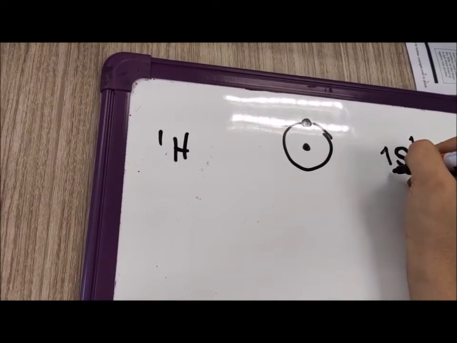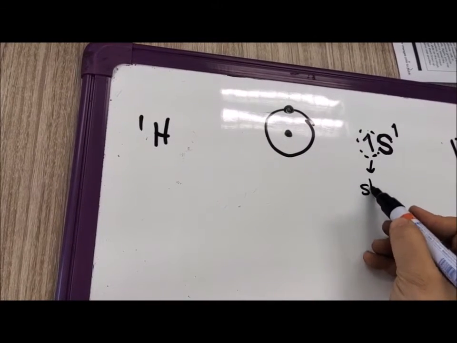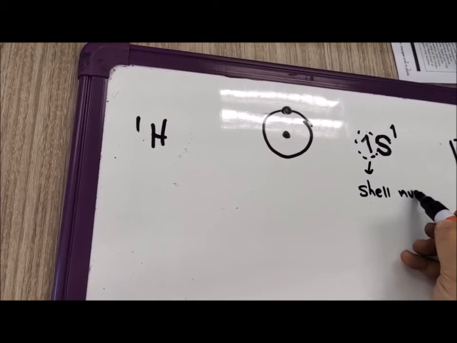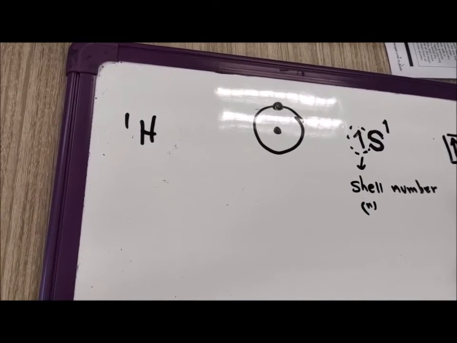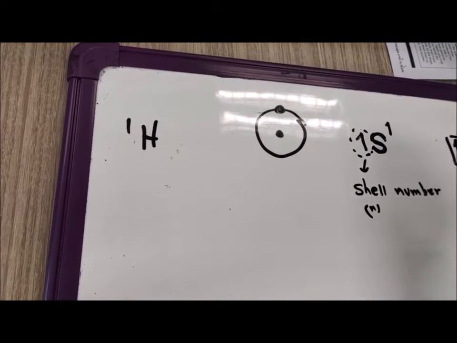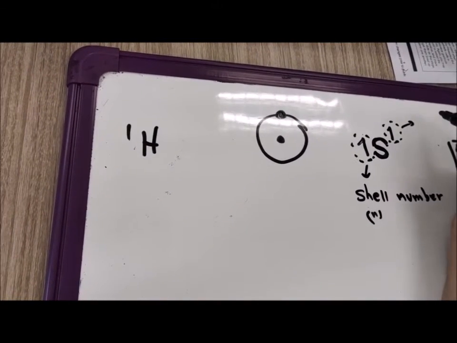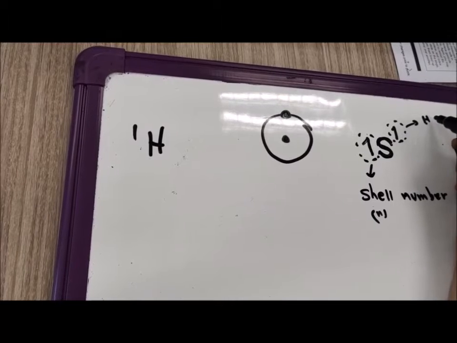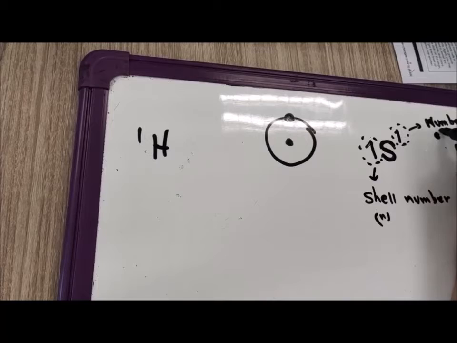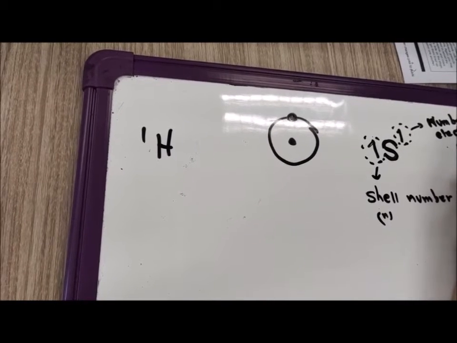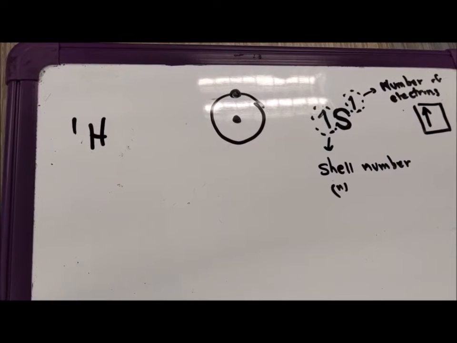So this number shows the shell number, or the N, I mean the principal quantum number, you remember? And this number here shows how many electrons are in the orbital. How many? 1.